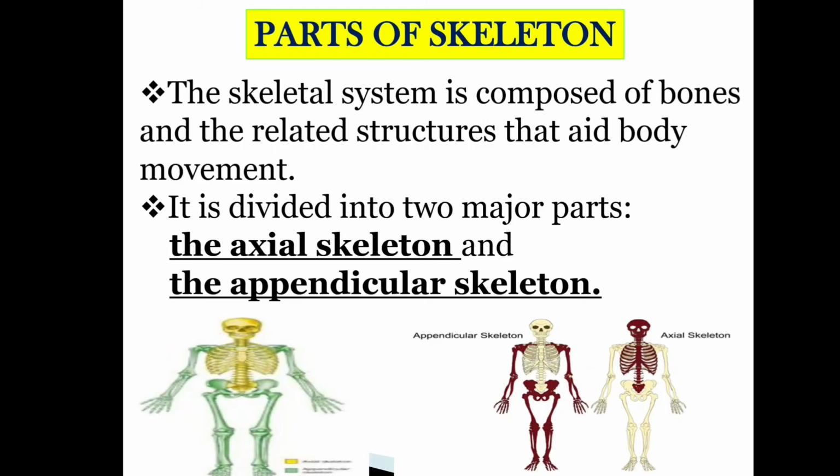Parts of skeleton. The skeletal system is composed of bones and the related structures that aid body movement. It is divided into 2 major parts. You can see here, this is the axial skeleton and this is the appendicular skeleton. One is the axial skeleton, another is the appendicular skeleton. In this body, wherever you can see the green color, those are the appendicular skeleton. And this part is the axial skeleton.